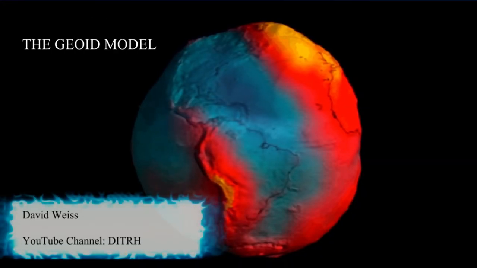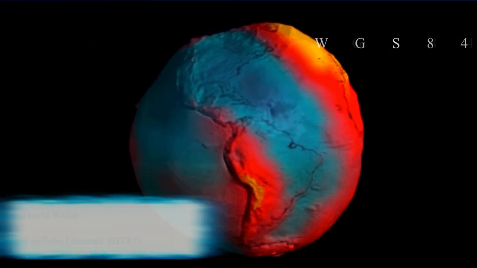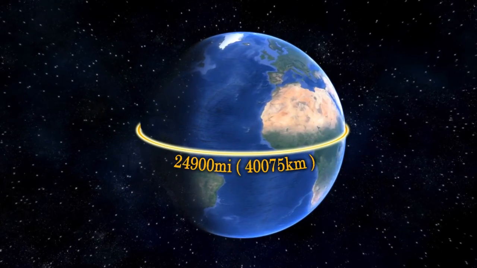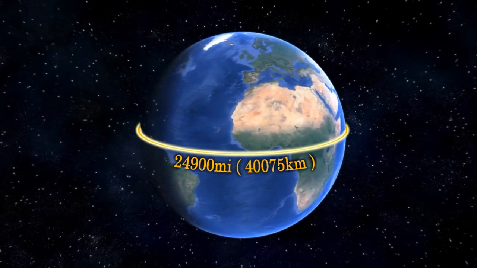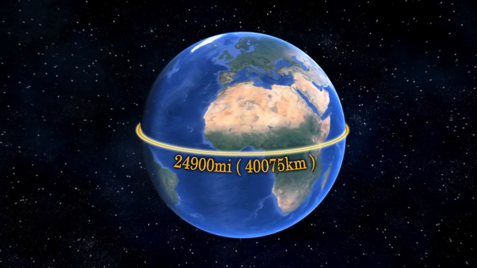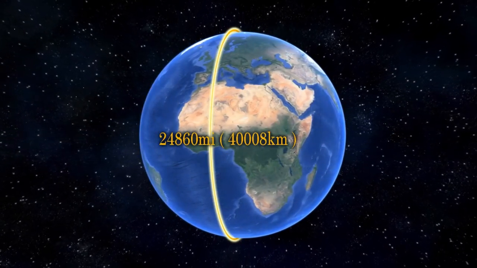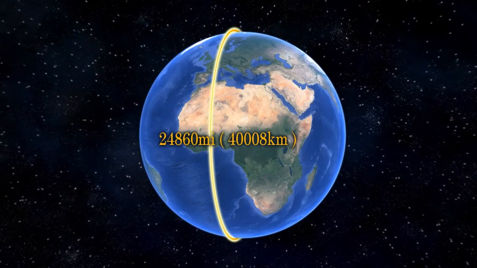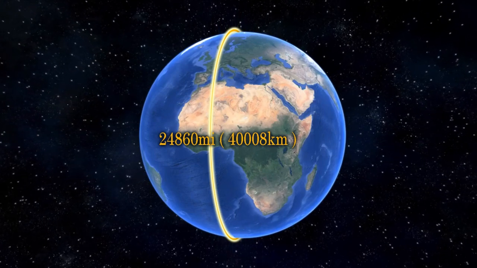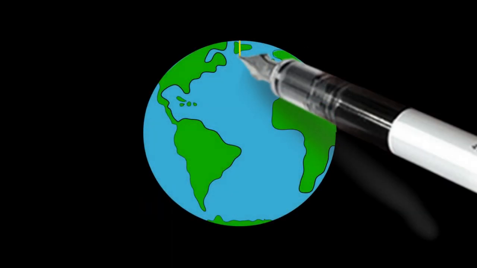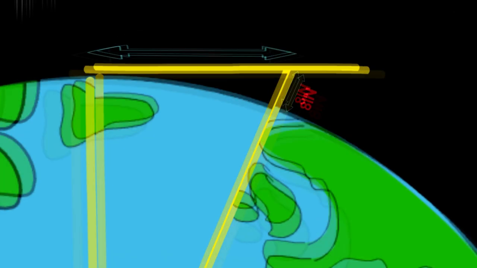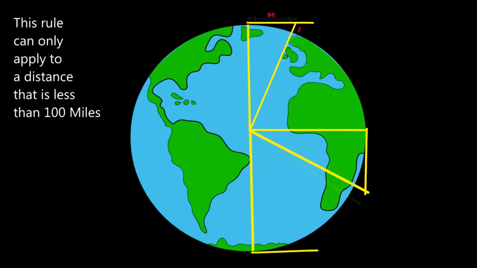The geoid model, or WGS-84 mathematical construct, states the Earth is an oblate spheroid 24,900 miles or 40,075 kilometers in circumference at the equator, and 24,860 miles or 40,008 kilometers circumference over the poles. If this is accurate, then given these parameters, the surface of the body of water must have an average convexity roughly equal to 8 inches per mile squared in all directions.